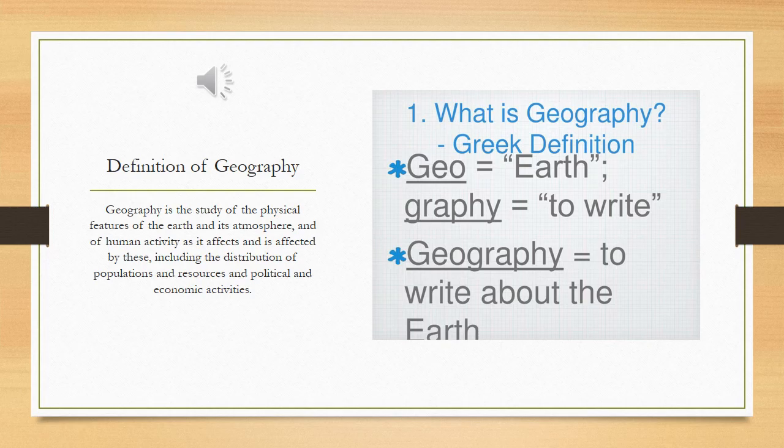We can define geography like this: geography is a Greek word in which geo means earth and graphy means to write. So when we add both words, geography, we can say to write about the earth. The study about the earth or the universe is called geography.